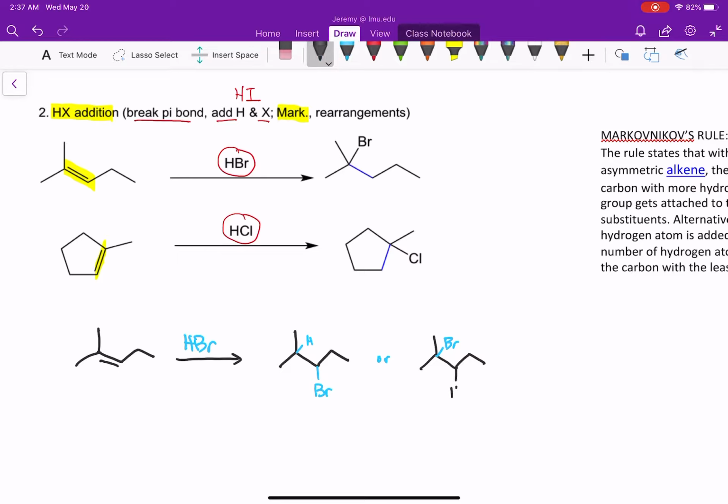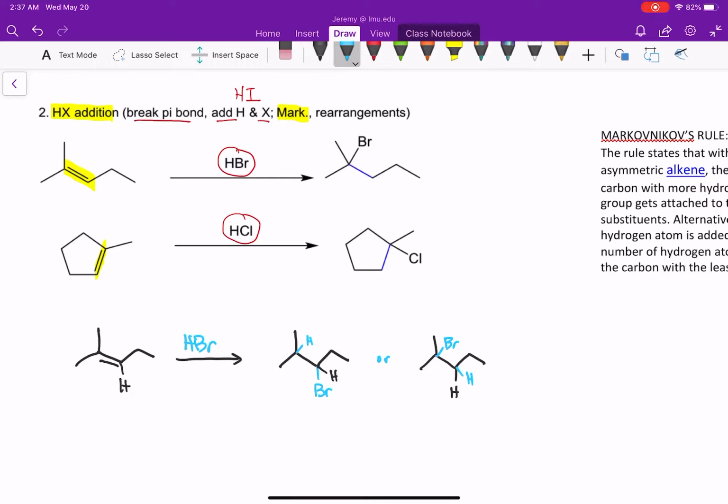So in black, this is the H that's already there. Let's draw that in. And then the new H we add is in blue. So there's two possible products that we could form. And in reality, when you run this reaction, we're going to get a major product. One of these will form in a much higher percentage, and then the other one will form in a very small percentage. Okay? So Markovnikov was a chemist who first studied this reaction.